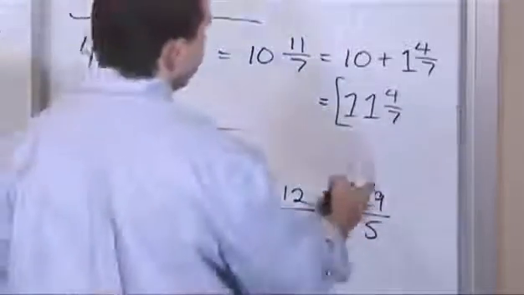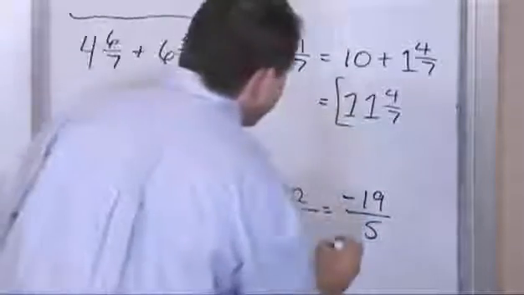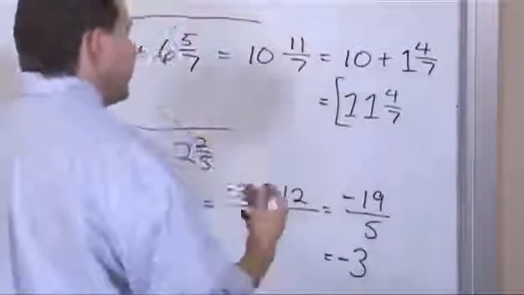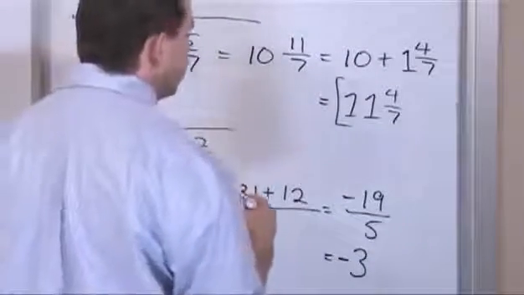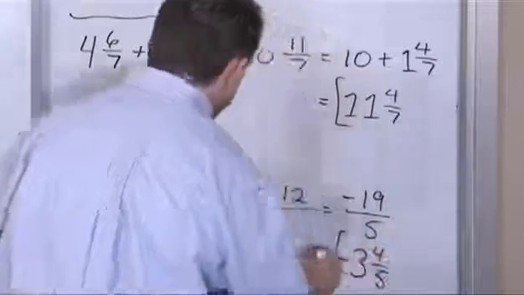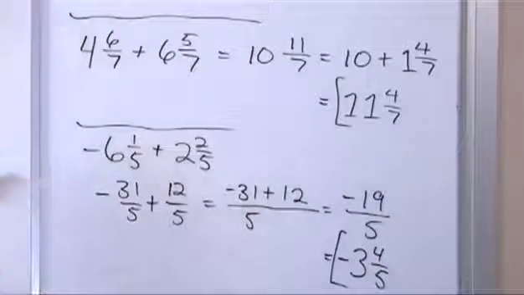How many times will 5 go into 19? Well, 5 times 3 is 15, so let's keep the negative sign there. 3. And the difference between 15 and 19 is 4, so I'll write it as 4/5. So negative 3 and 4/5, and that's the answer.